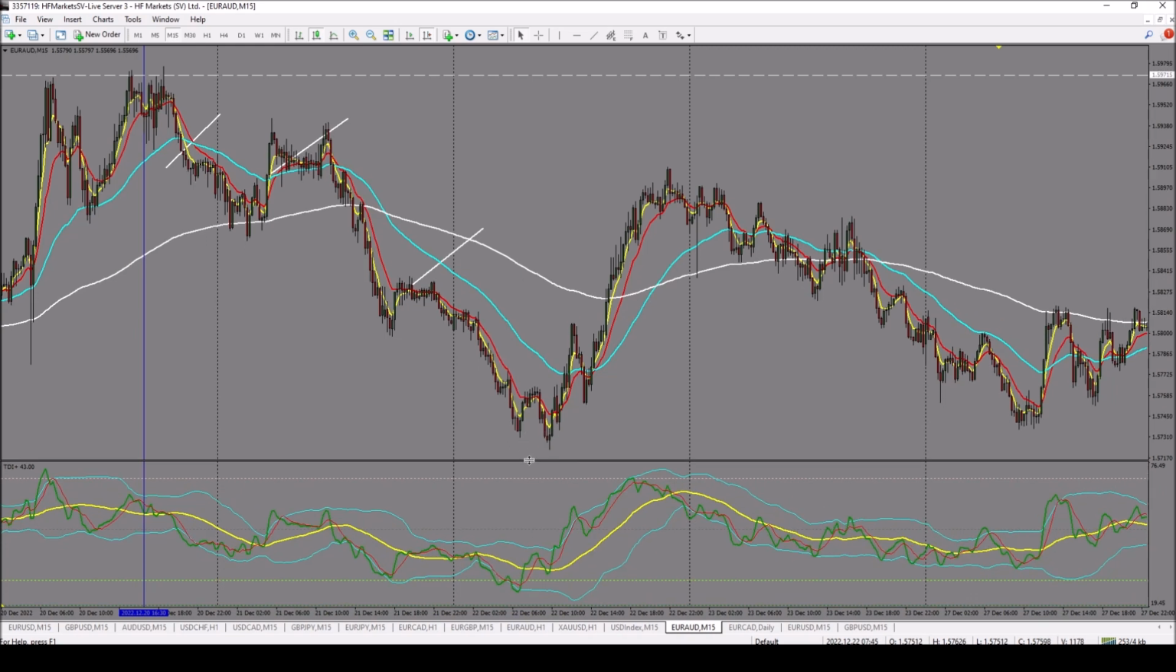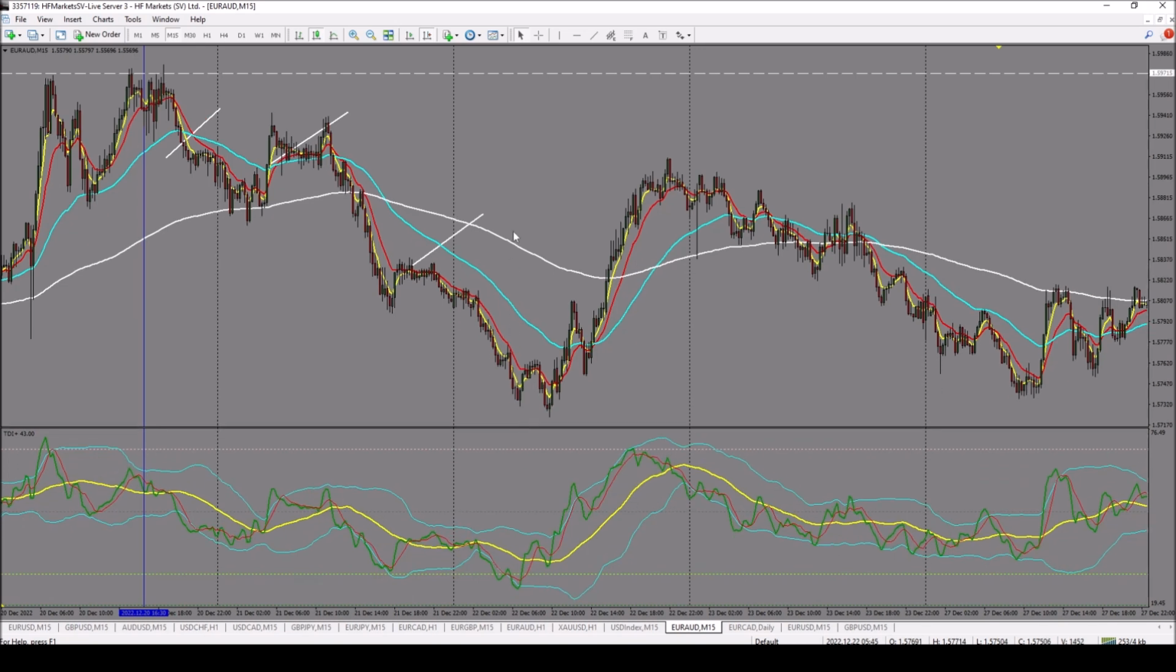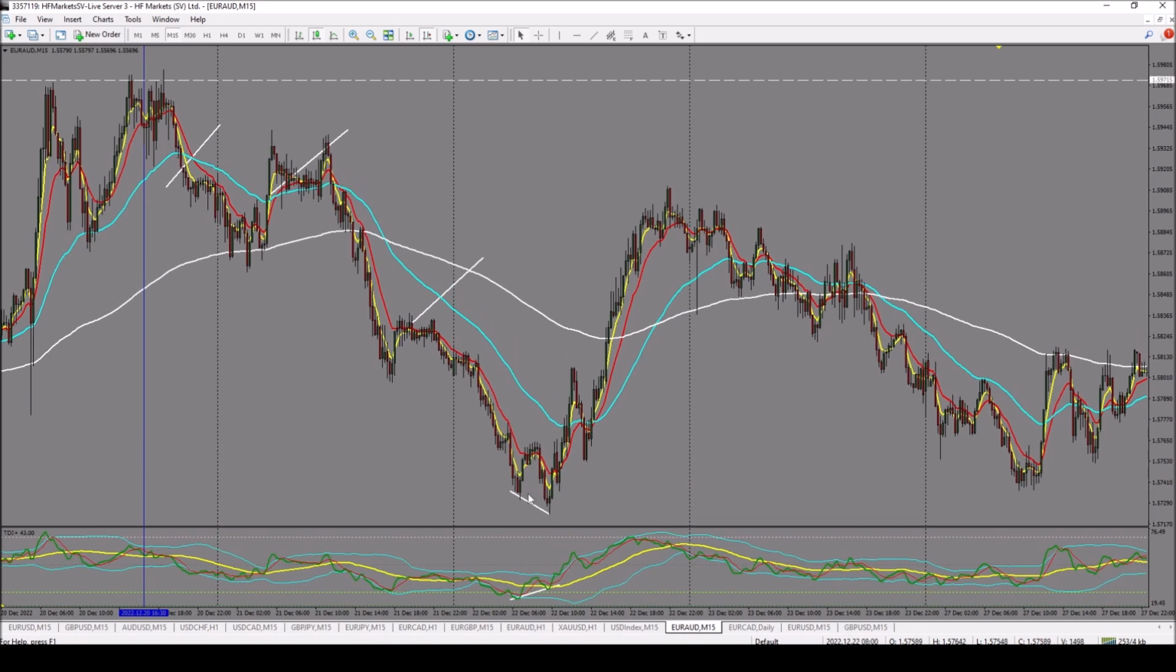To confirm this, we need to see a divergence on the TDI. We can see that the relative strength index on the TDI is rising, whilst on the price chart it is dropping. This is actually a very good way to confirm our pattern, and our entry is always done on the second leg and exit at the 200 EMA in white, like that.